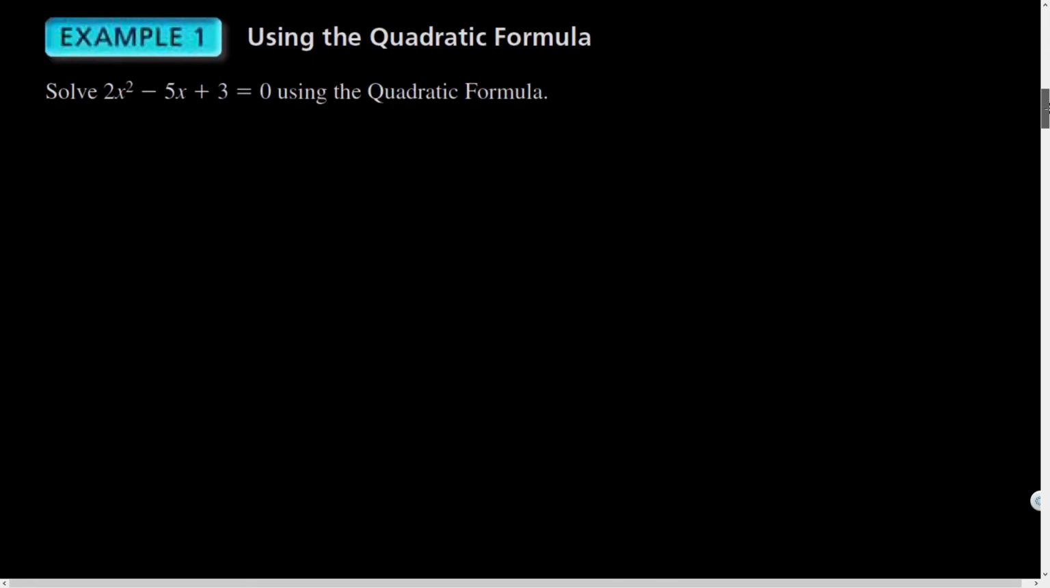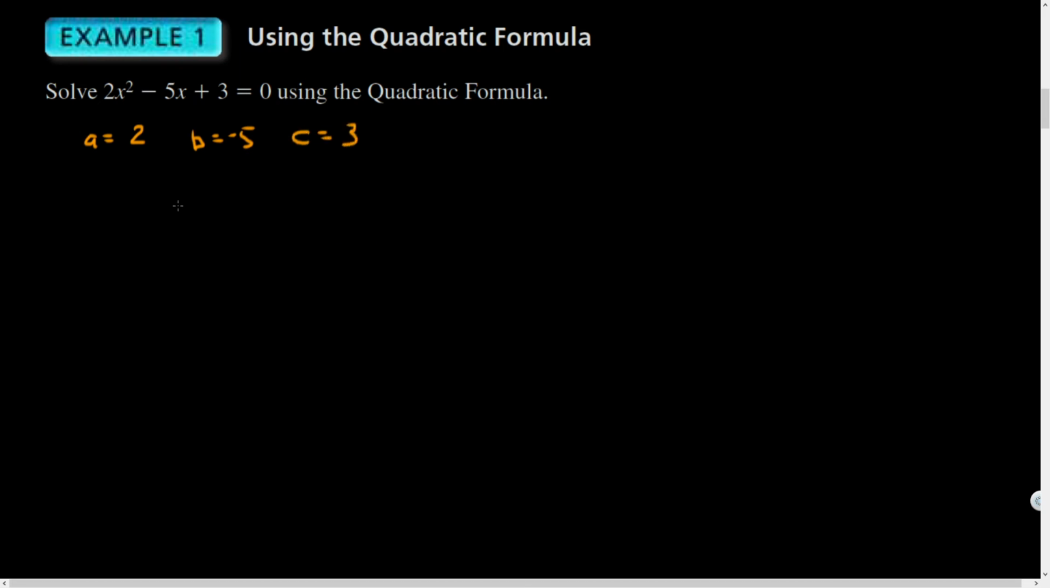All right, well, let's put this to work. First thing, to use the quadratic formula, I've got to get my quadratic equation in standard form, so I've got ax squared plus bx plus a constant equal to 0. Identify a, b, and c. So a is 2, b is -5, and c is 3.